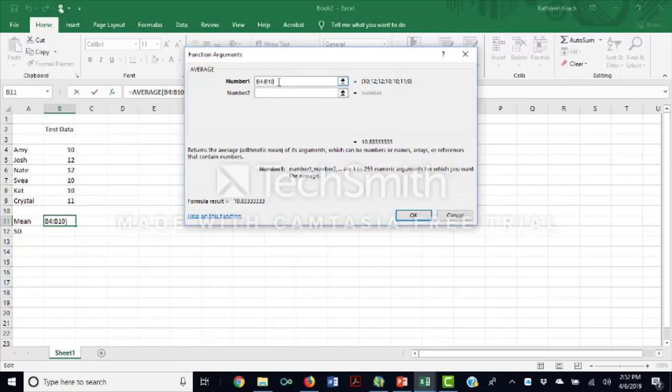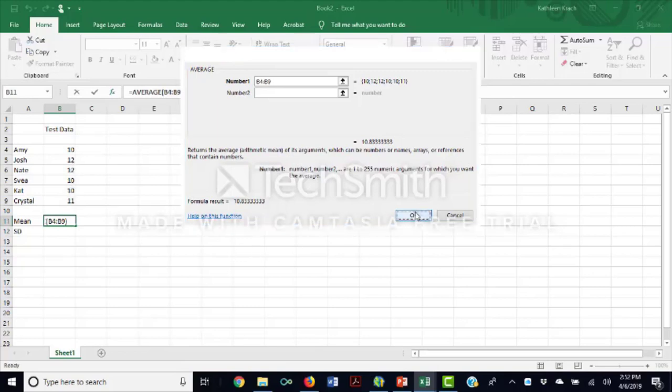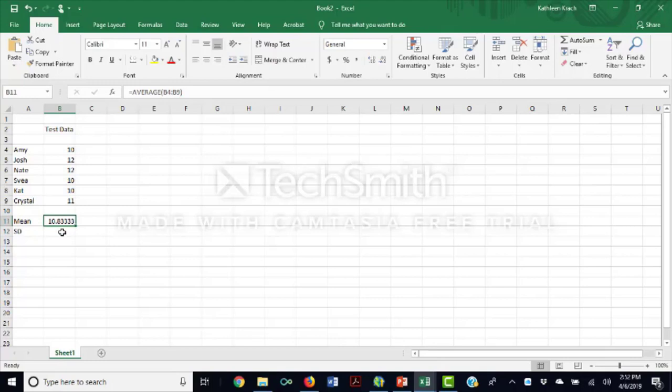We want B4 to B9, and this shows all our numbers, 10, 12, 12, 10, 10, 11. We hit OK, and it automatically calculated it for us. And if we were to change the scores that were in this, it would recalculate the new mean based off of the new scores. So now we have standard deviation. We want to calculate standard deviation. We do the same thing.